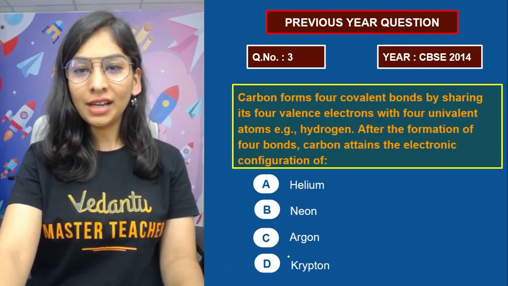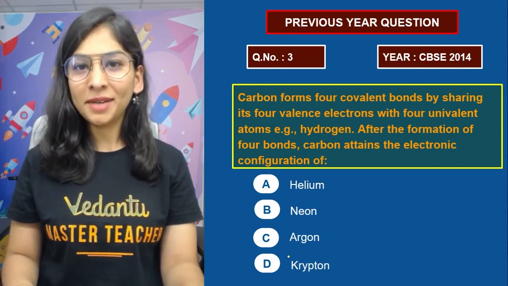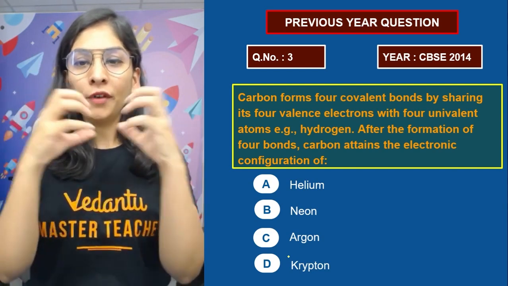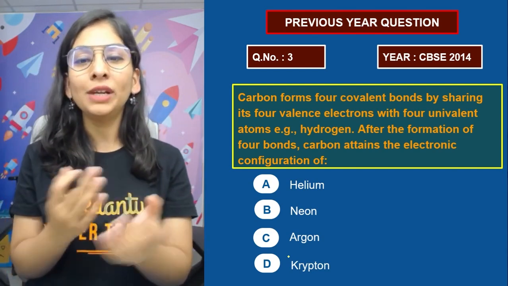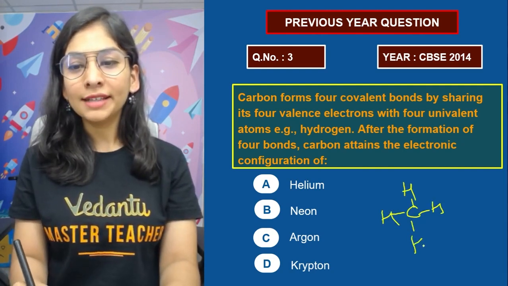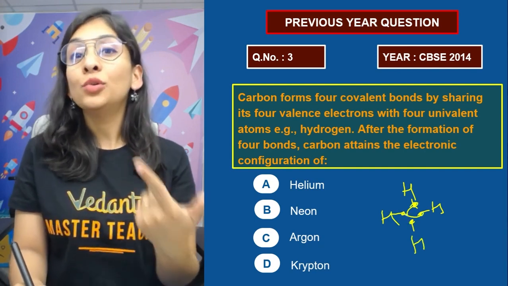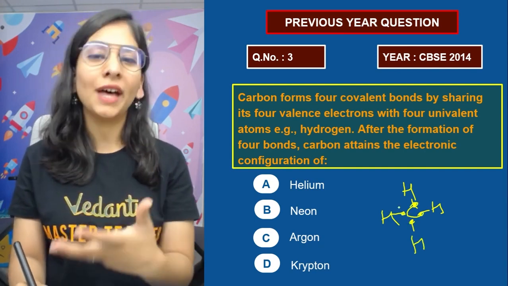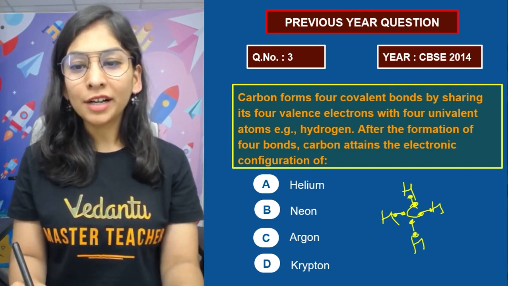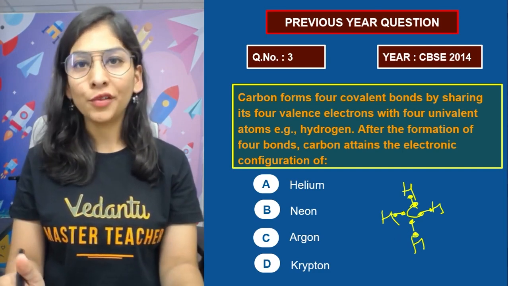Let's move to the next question now. The next question came in the year 2014 in CBSE 2. Carbon forms four covalent bonds by sharing its four valence electrons with four univalent atoms, just like this. Carbon has valency four because its four electrons are shared with four other atoms which are univalent. Univalent means having a valency of one. Uni means one. So hydrogen has valency one. One electron of hydrogen is shared with the electrons of carbon, mutual sharing. That's how the bonding is formed.